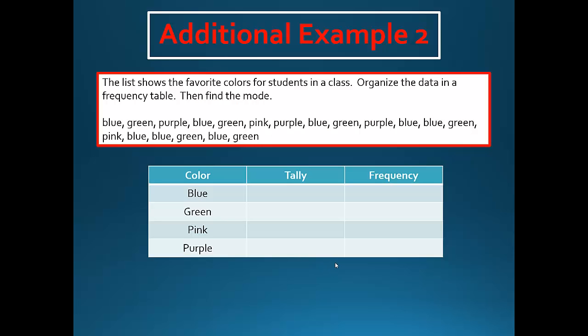Now we have an additional example. You can pause the video and try it on your own, or you may follow along. The list shows the favorite colors for students in a class. Organize the data in a frequency table, then find the mode. So below you'll see our data, and also we have our table. So we're going to go through and put tally marks for our data.